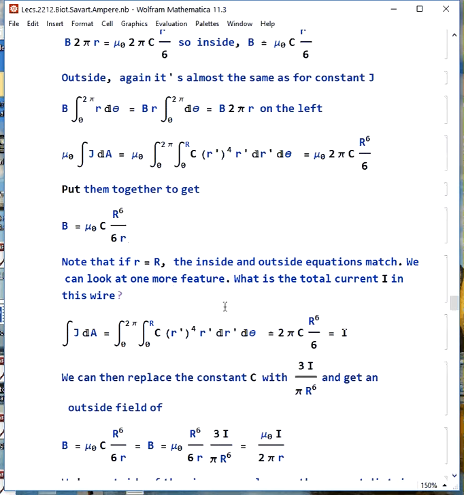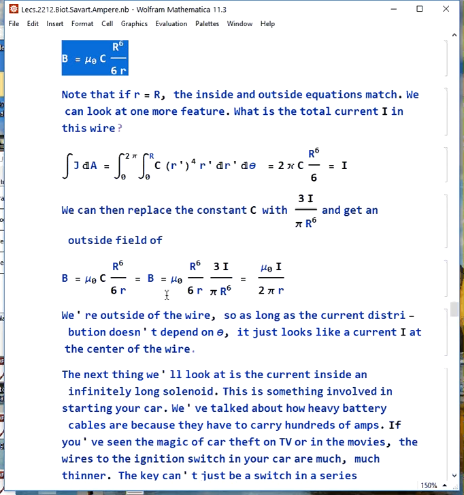And we see one more thing. What's the total current in the wire? That's the integral of J dot dA. So I could say 2 pi C R to the 6th over 6 equals I. That means I could replace C with 3I over pi R to the 6th. What happens to our formula if I do that? We get mu naught I over 2 pi r again. So if we're outside the wire, as long as our current distribution doesn't depend on theta, it's going to look just like the current I at the center of the wire.